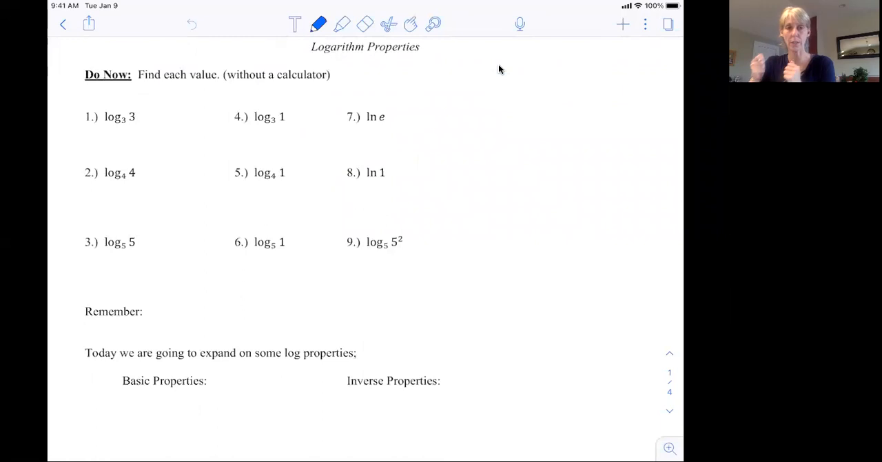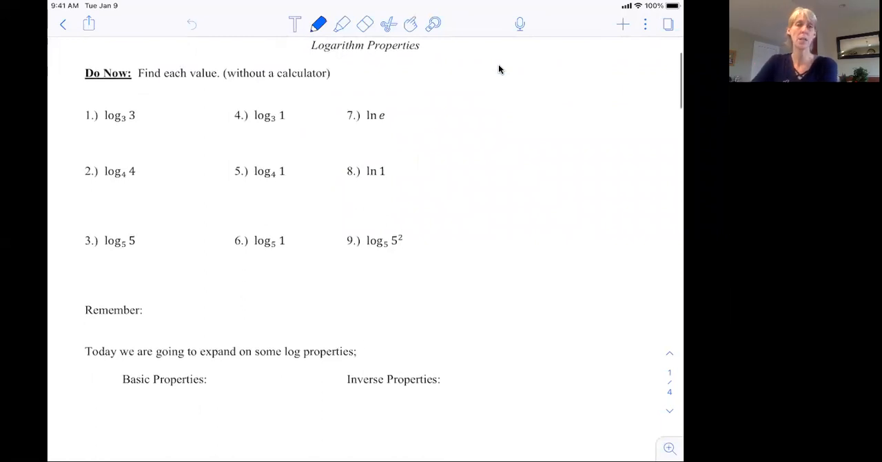Okay, so we want to drill in this concept of what a log is. All right, so log base 3 of 3. If you can't do that in your head, if you don't know what that is, remember, you can always set it equal to x and then rewrite it as an exponential equation, and you could see real easily that x equals 1.